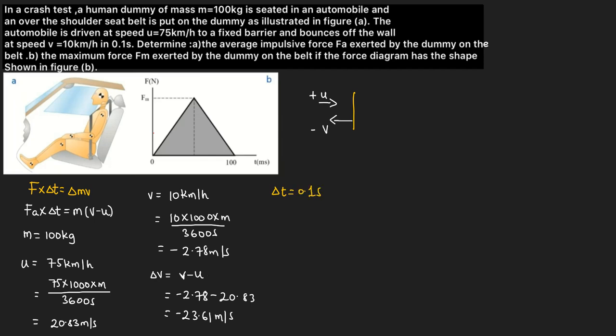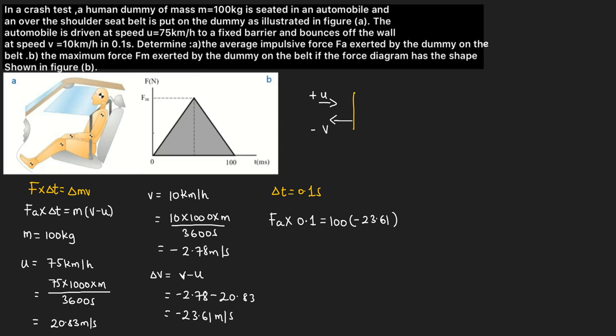So we have everything we need to find the average impulsive force. We are going to have Fa times the change in time, which will be 0.1, and it should be equal to the mass times change in velocity, which will be minus 23.61.